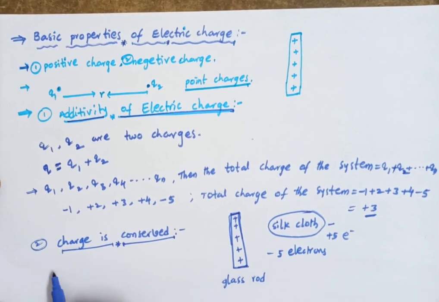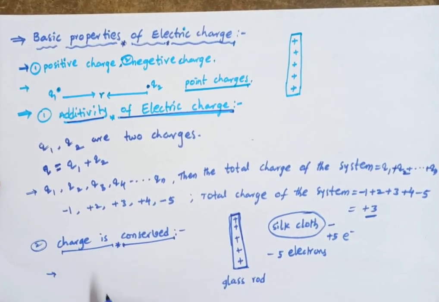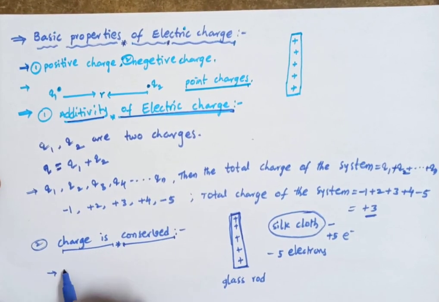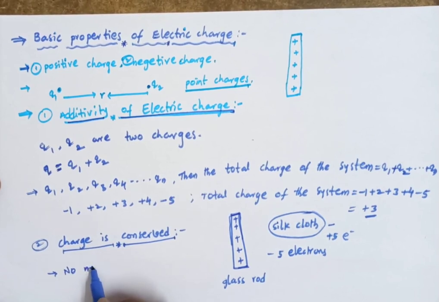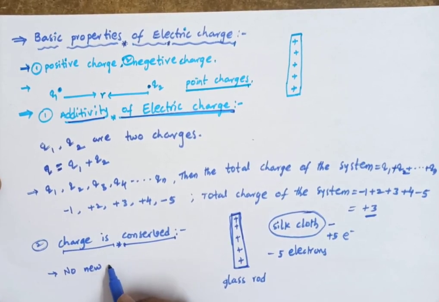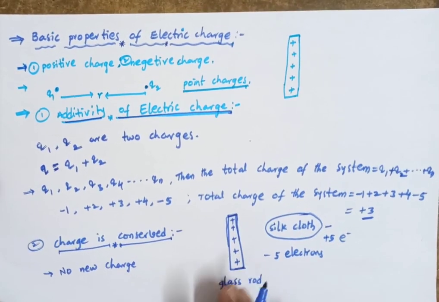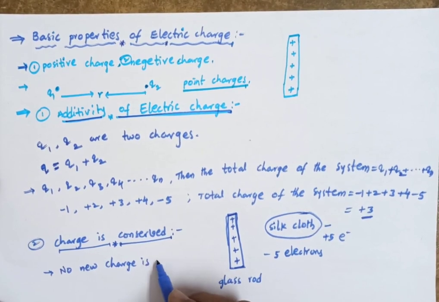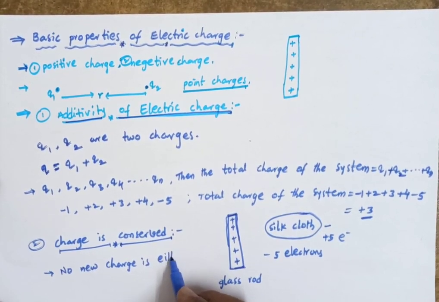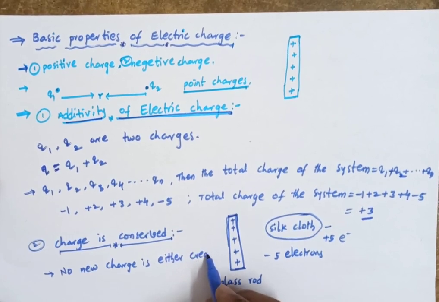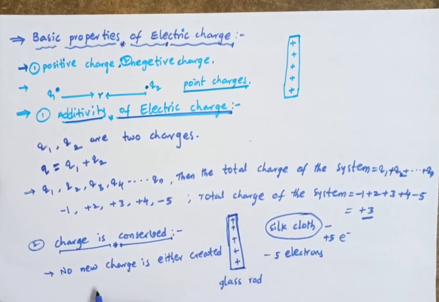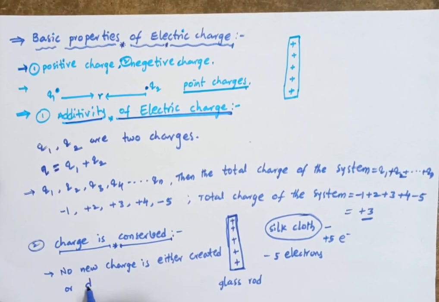So according to the conservation of charge, no new charge is either created or destroyed.